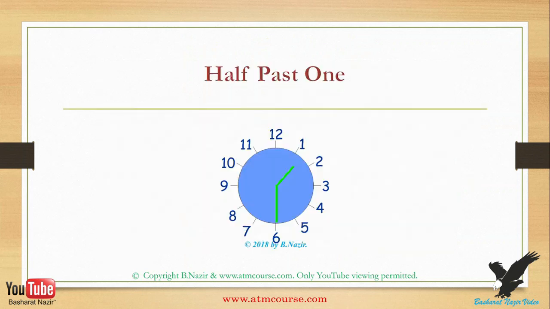This clock is reading 1:30, because the big hand is pointing to 6 and the small hand is halfway between 1 and 2. Now you say, 1:30. This clock is reading 2:30, because the big hand is pointing to 6 and the small hand is halfway between 2 and 3. Now you say, 2:30.